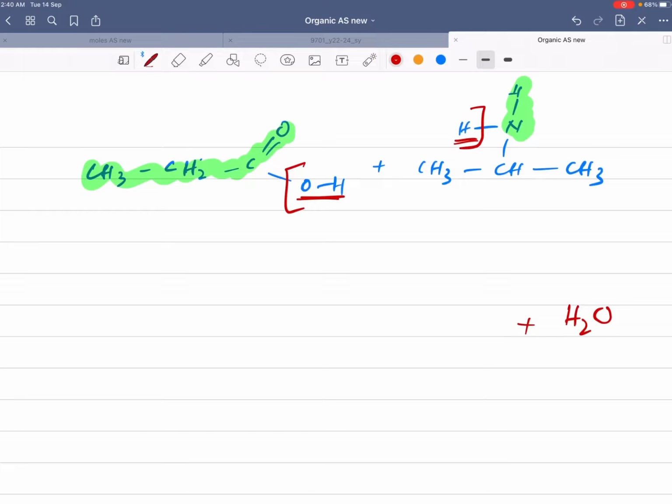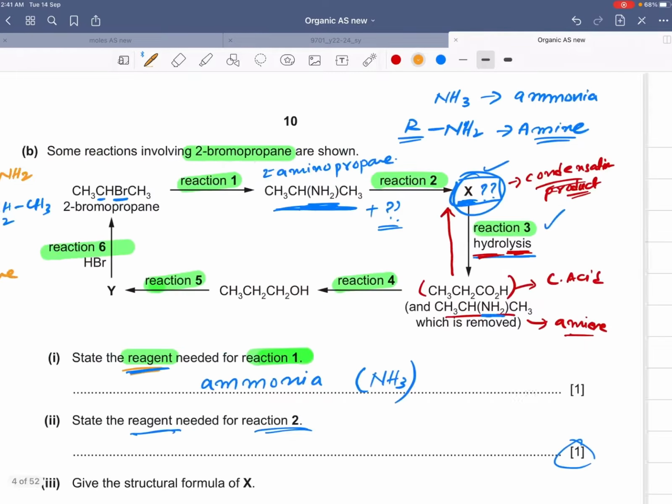So let's draw the structure here. CH3, CH2, C double bond O, and this carbon is connected to NH, and then NH is connected to CH, which has two CH3 groups attached to it. This is X. This is what X is.